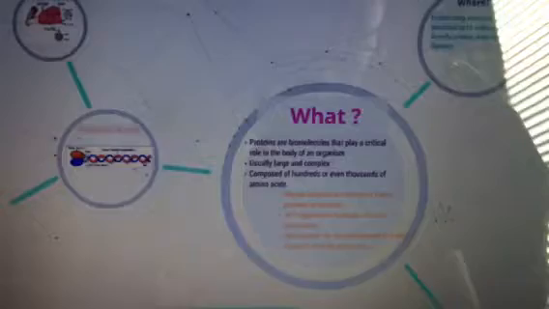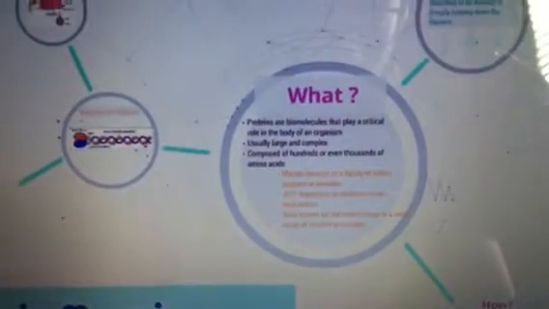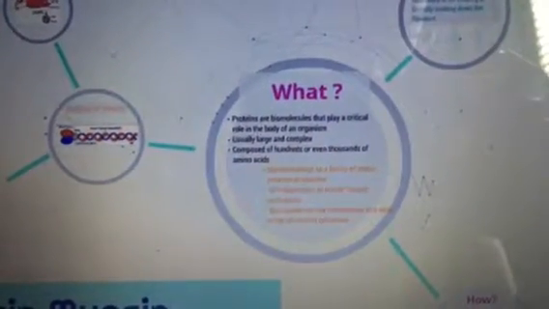So what is a protein? Proteins are biomolecules that play critical roles in the body of an organism. Usually these proteins are large and complex. They're very organized, and they're composed of hundreds or even thousands of amino acids. My protein, myosin, belongs to a family of motor proteins that are found in your muscles. These proteins are ATP dependent, and they're best known for their involvement in mobility processes.